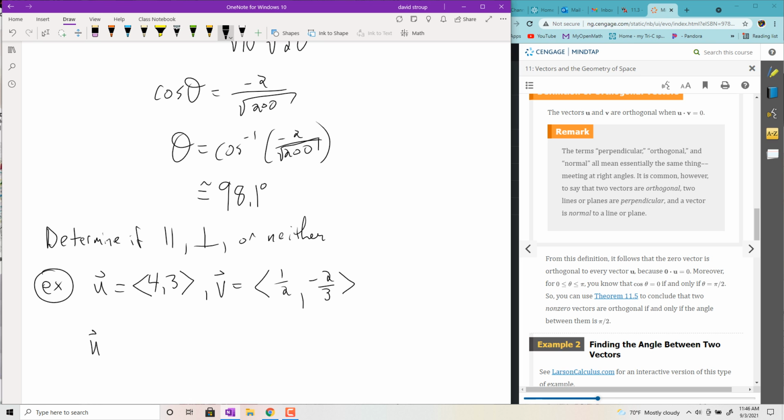So it looks like they're probably orthogonal. Do a dot product, see if it's 0. So 4 times 1/2 is 2. 3 times negative 2/3 is negative 2. That's equal to 0, so sure.